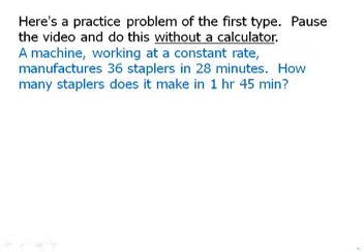A machine working at a constant rate manufactures 36 staplers in 28 minutes. How many staplers does it make in 1 hour and 45 minutes? So this looks like it could be challenging to do without a calculator. And if you did this without a calculator, you might have found yourself working with very big numbers. Let's talk about how to avoid running into such big numbers.